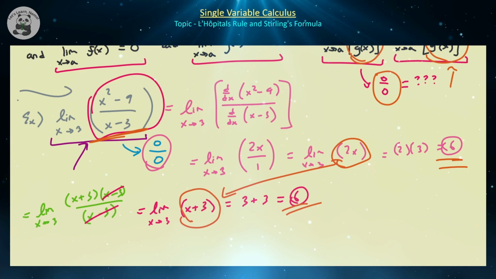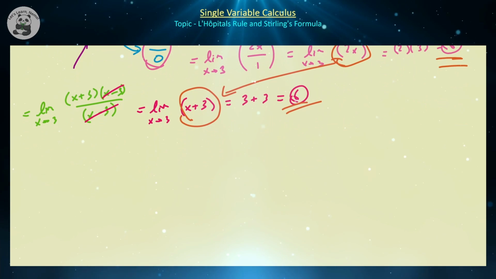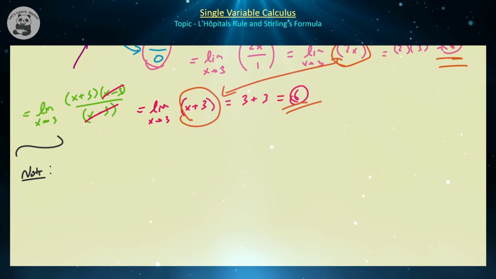So L'Hopital's rule in some sense gives you a guaranteed way of finding a hopefully easier function that has the same exact limit as your original problem, right? Which is actually quite useful. So let's just make a quick note here about what this says.